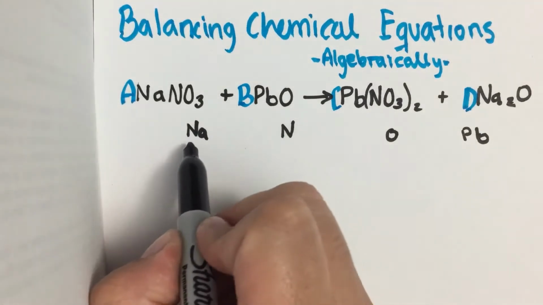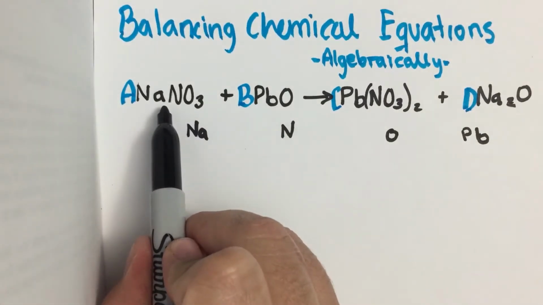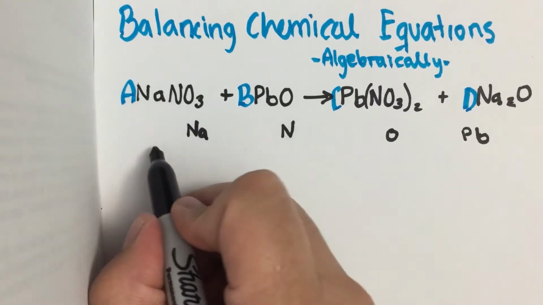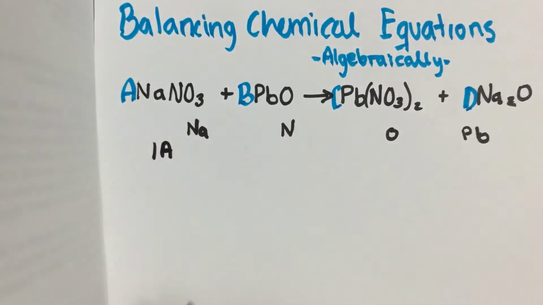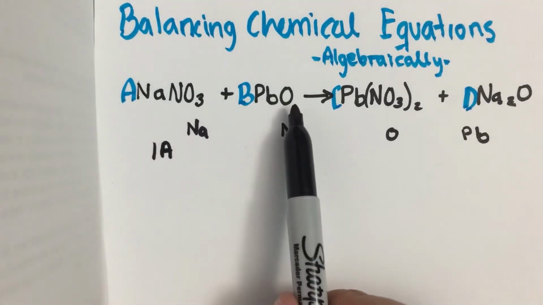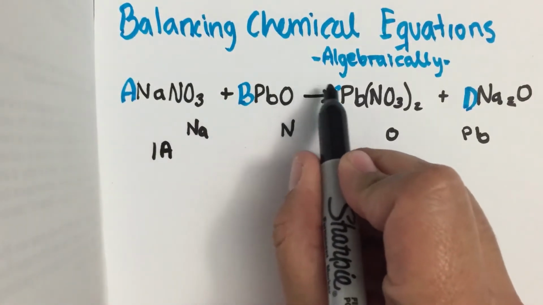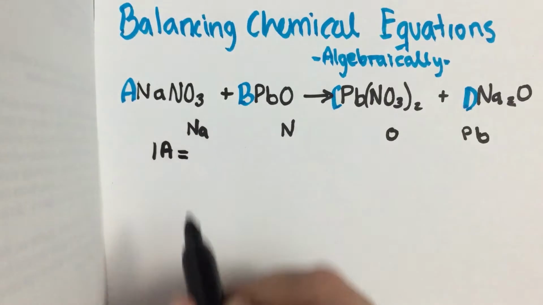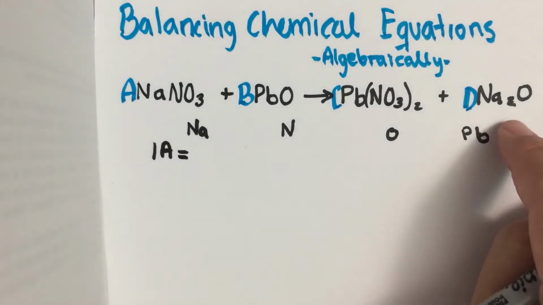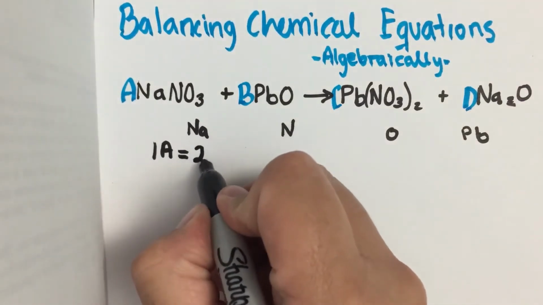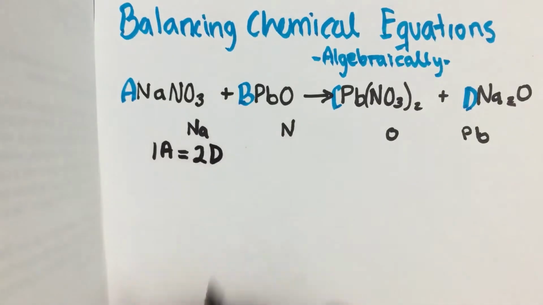So for example, for sodium, we have one sodium down here. If it doesn't have anything, it's an invisible one. So 1A, since we don't have anything else on the reactant side, that would be it. If we jump the arrow, that would mean it's an equal sign. Then we find the other sodium, which is right here. It has a 2 as a subscript, so it would be 2D.